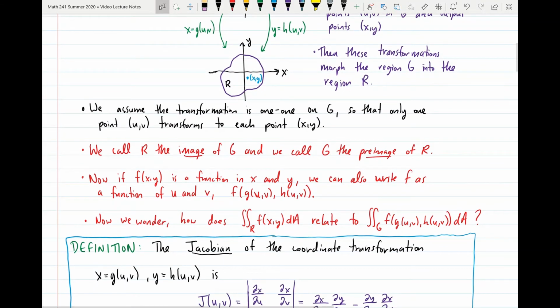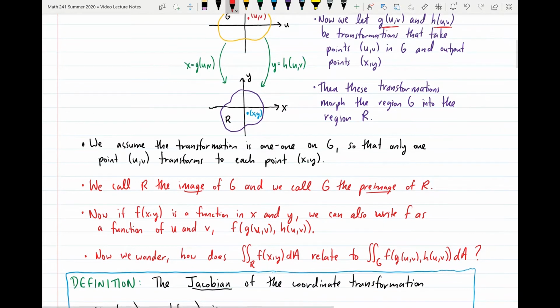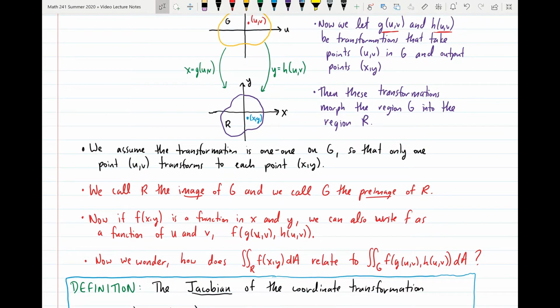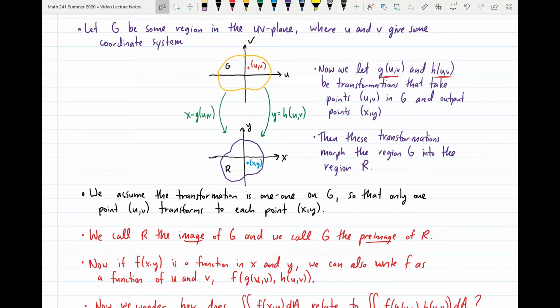We call the region R in the XY plane the image of G under the transformation given by g of u, v and h of u, v, and we call G the pre-image of R. These are definitions just to remember. We have our transformation going from the UV plane into the XY plane. The image of our region G in the UV plane is the region R, and G is called the pre-image because it's the region that we have before we map into R.